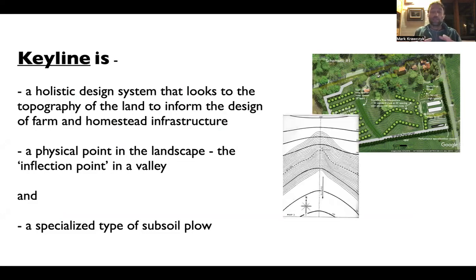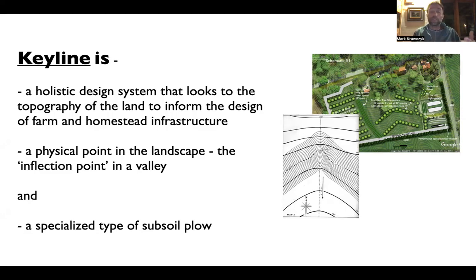Keyline also describes a physical point in the landscape, or technically it would be a plane in the landscape. The keyline is the inflection point in a valley. It's the contour line passing through the inflection point in a valley. And we'll get into that in a little bit more detail in a moment.